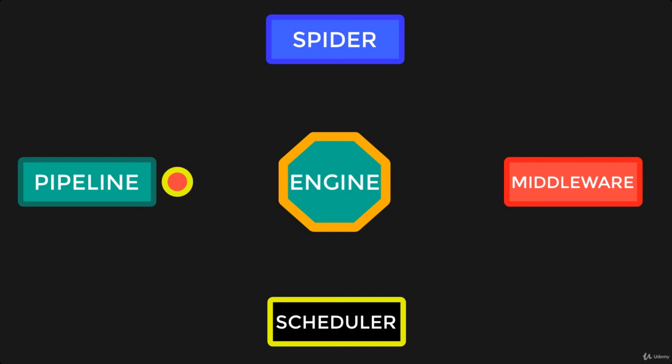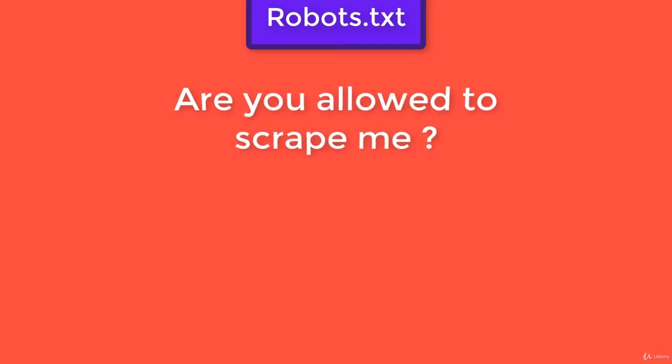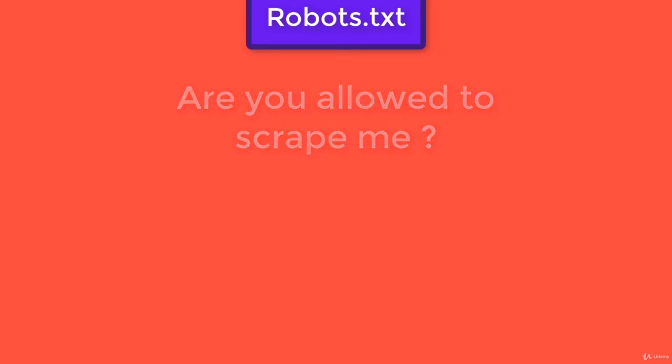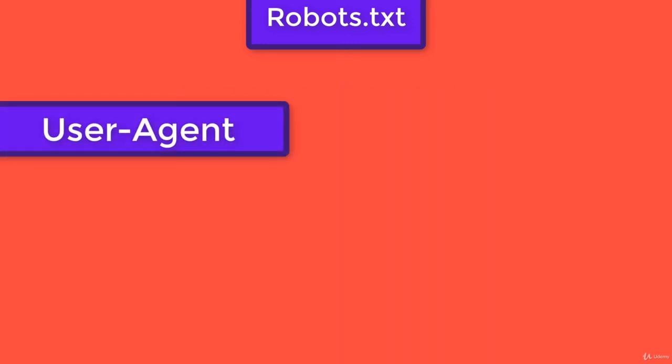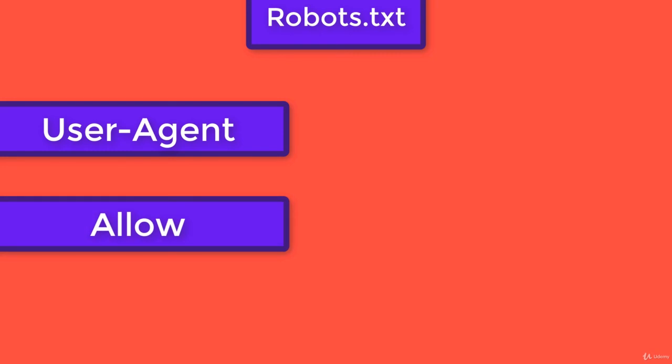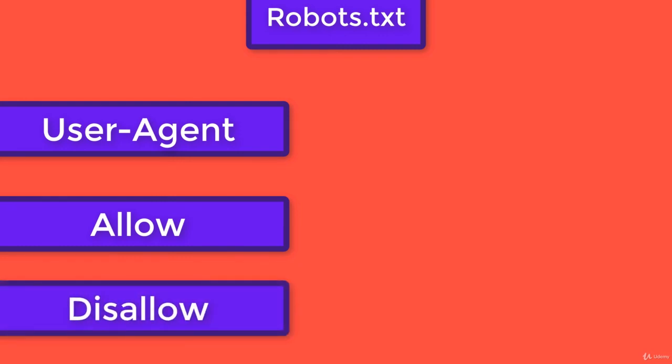Now, one last thing I want to talk about is that mostly, if not all, websites include in the root directory a file called robots.txt. Robots.txt is used by websites to give instructions to spiders that want to access the website, whether they are allowed or not. This file contains three important instructions. The first one is the user agent, and user agent represents the identity of the spider. The second instruction is the allow instruction, which specifies the web pages that the spider is allowed to scrape. And in contrast, we have the disallow instruction, which specifies the web pages that are forbidden.